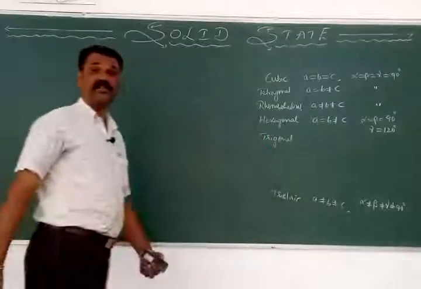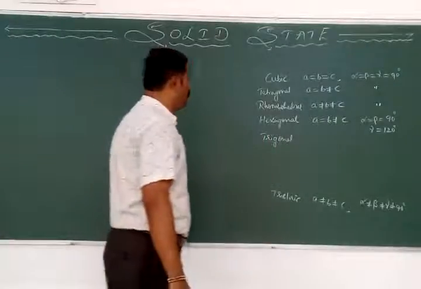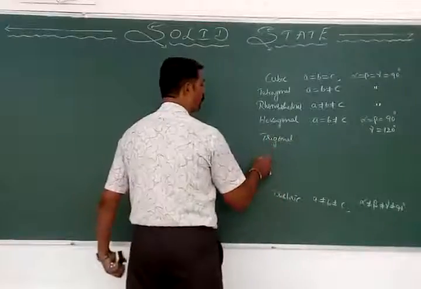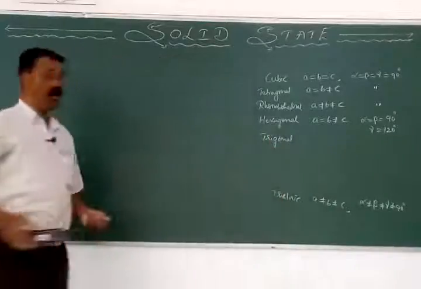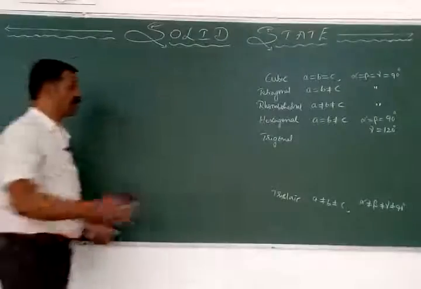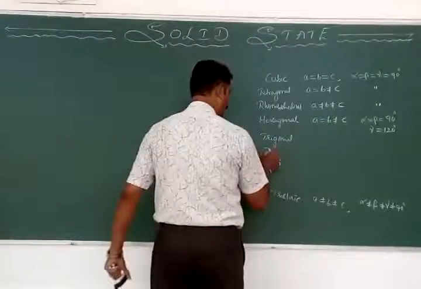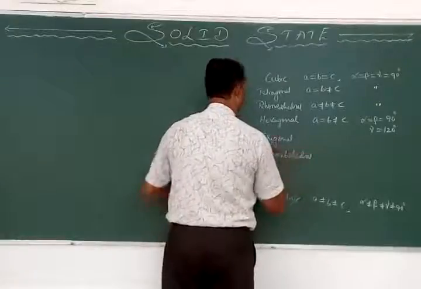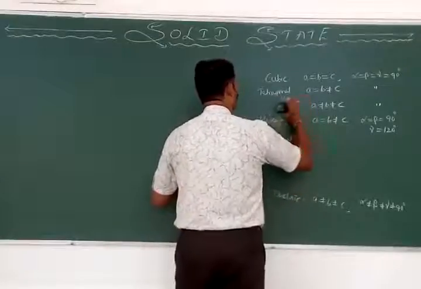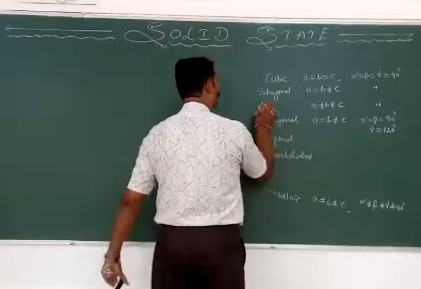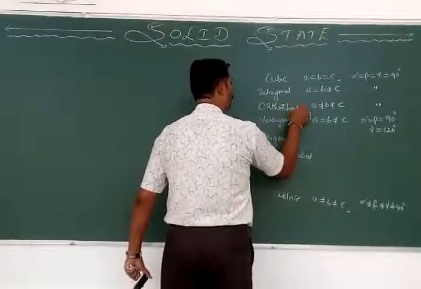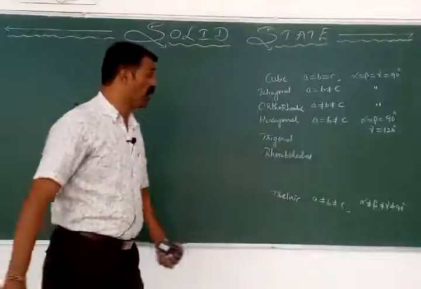Then I compare with the trigonal. What is that? It is also called rhombohedral, I think. Sorry, orthorhombic. Sorry, I make some correction here. It is not the rhombohedral that comes here. All sides are not equal, which refers to the orthorhombic. Orthorhombic. Okay.